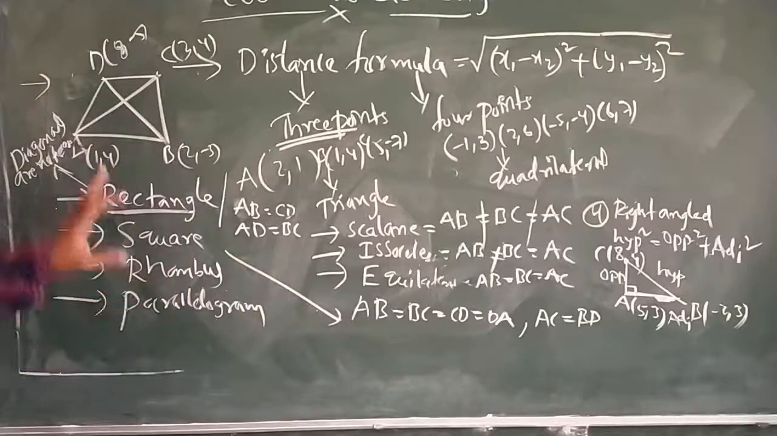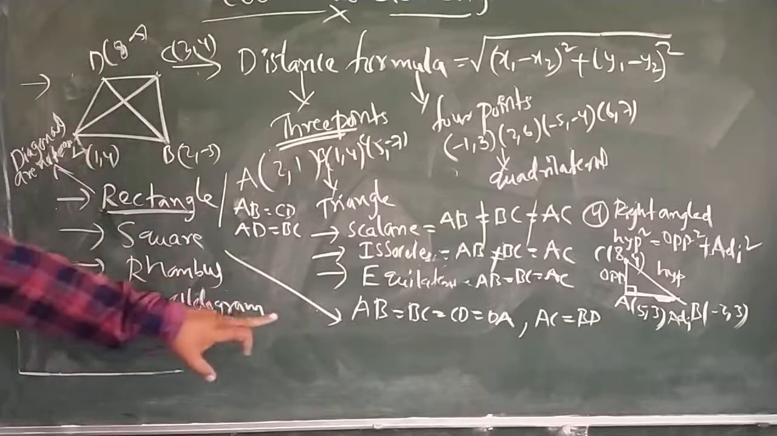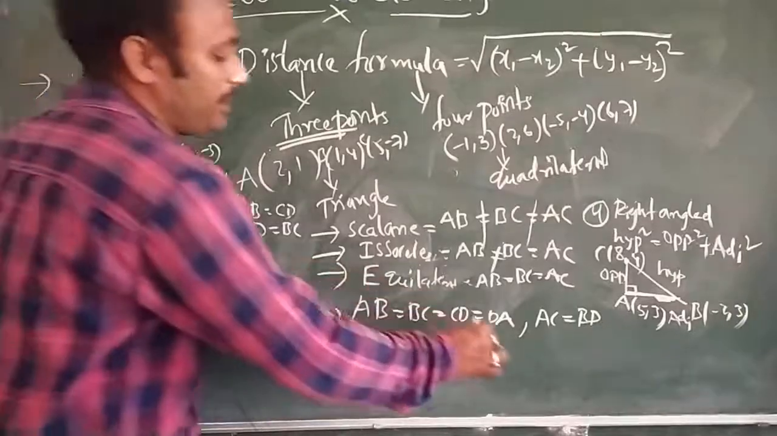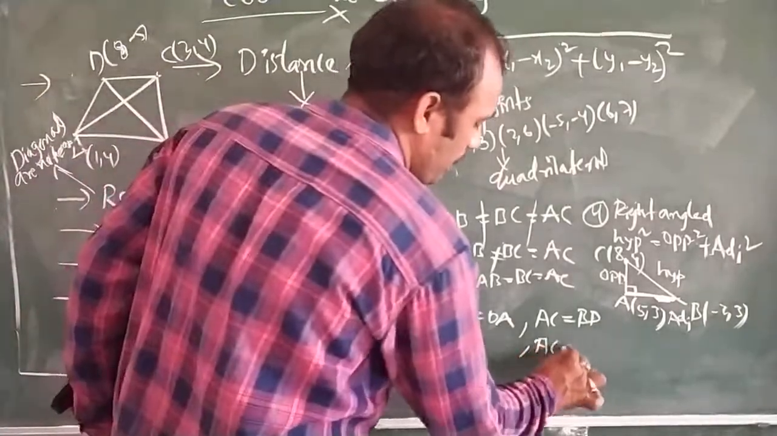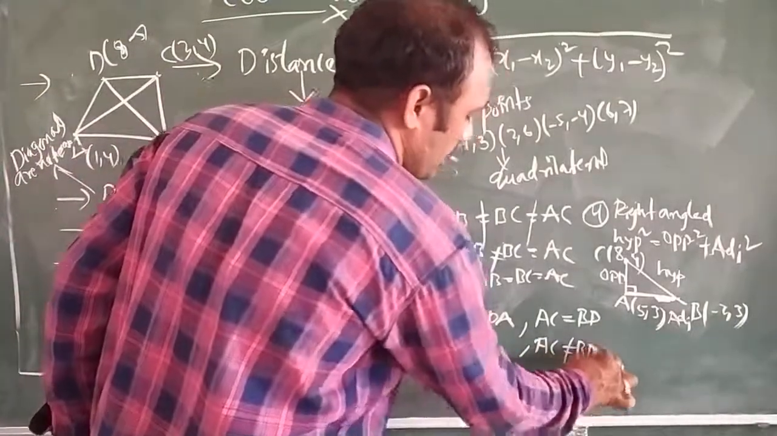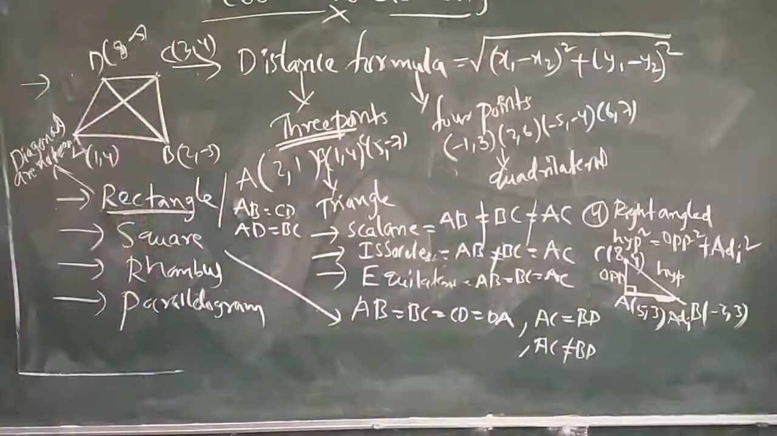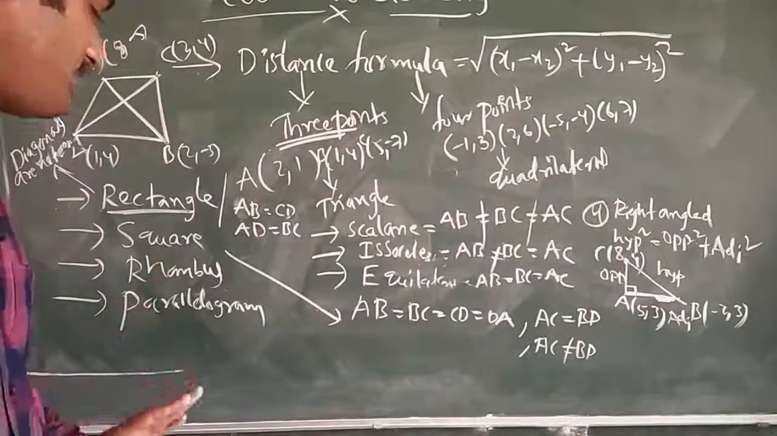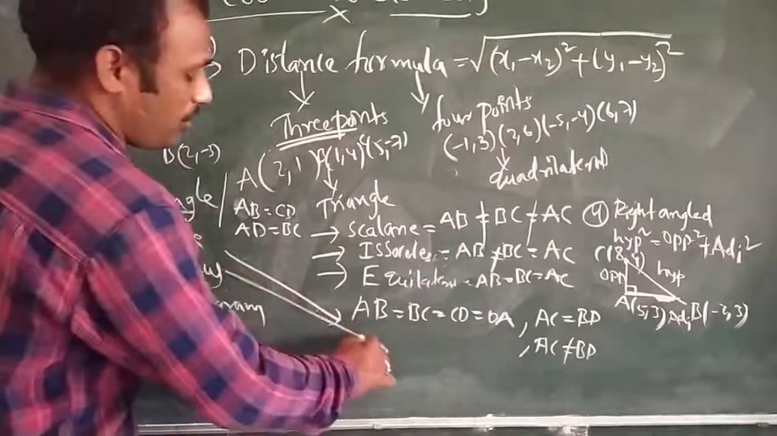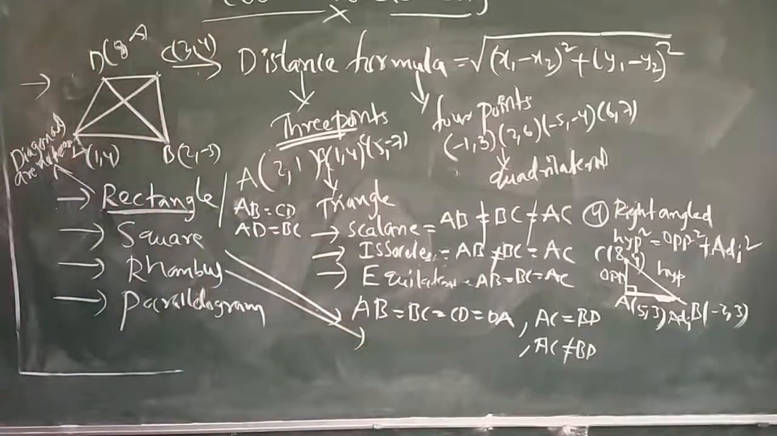Next, when can I call the given points a rhombus? All sides are equal, okay, but the diagonals are not equal. If the diagonals are not equal, then it forms a rhombus. So if the diagonals are equal, it will form a square. If the diagonals are not equal, it will form a rhombus.